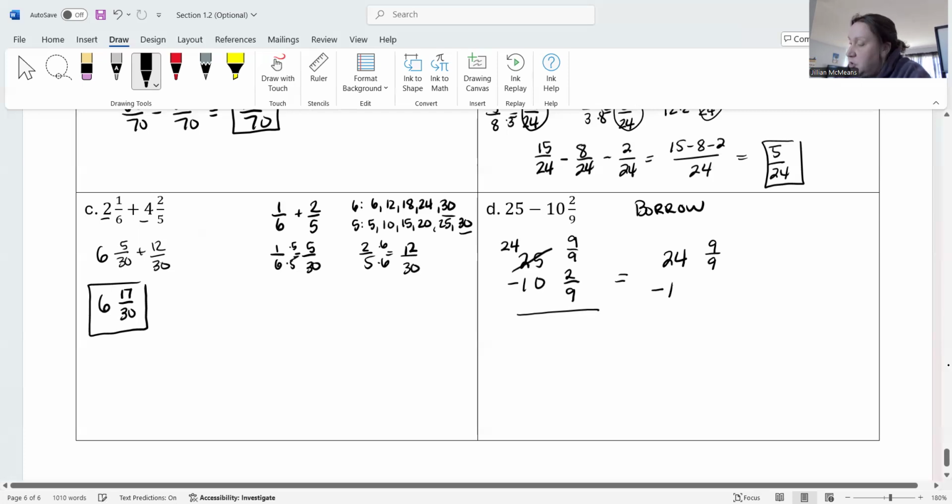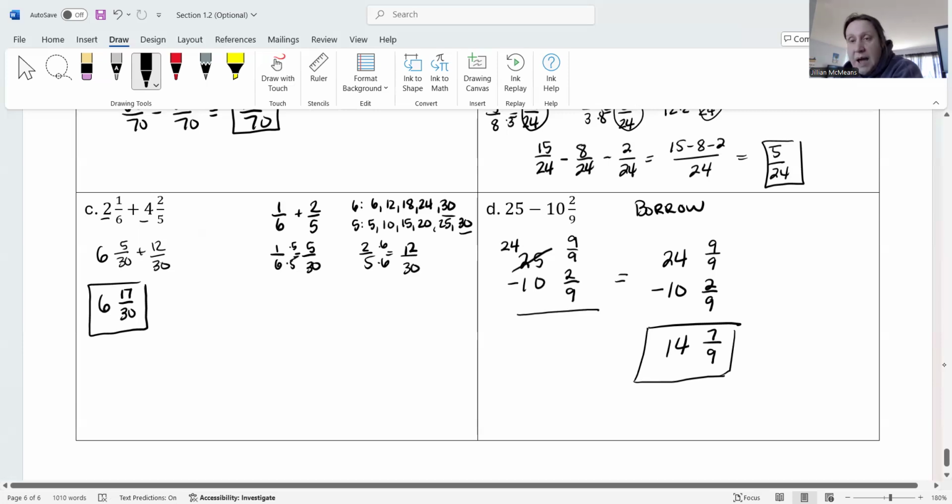From that, I want to subtract 10 and 2/9. Well, 9/9 minus 2/9 is just 7/9. And 24 minus 10 is 14. So there you have it. Again, apologies for the oopsie. On part C, for a moment, I thought we were subtracting and it was going to be much more complicated than I originally planned, but we're good.